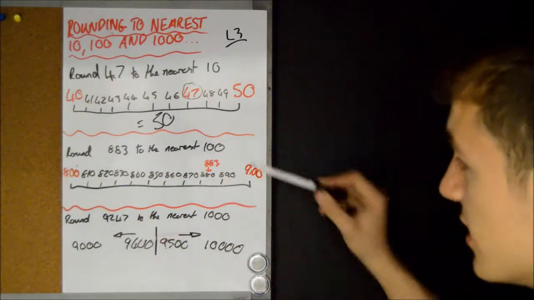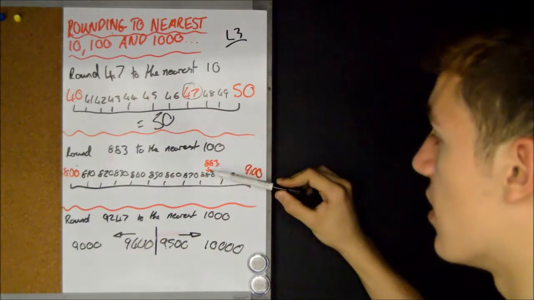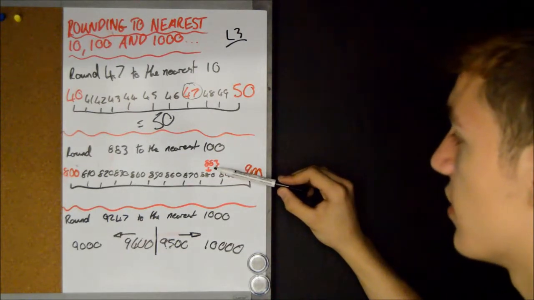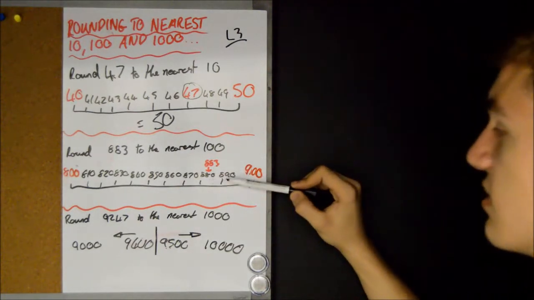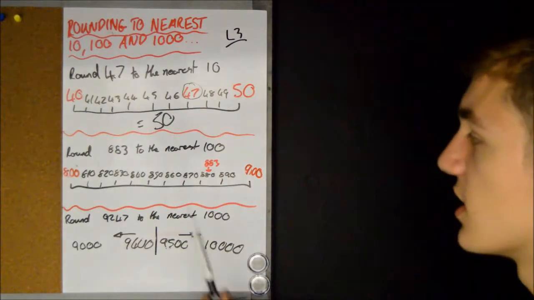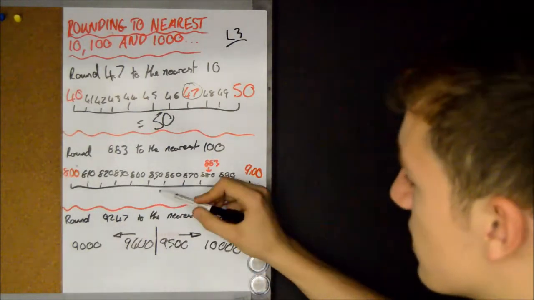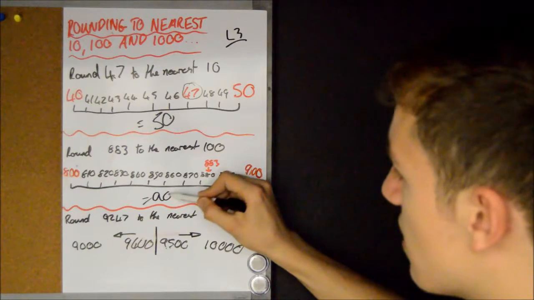So I drew our number scale here, and I put our number in between 880 and 890, and as we can clearly see, it is above 850, therefore the answer is 900.